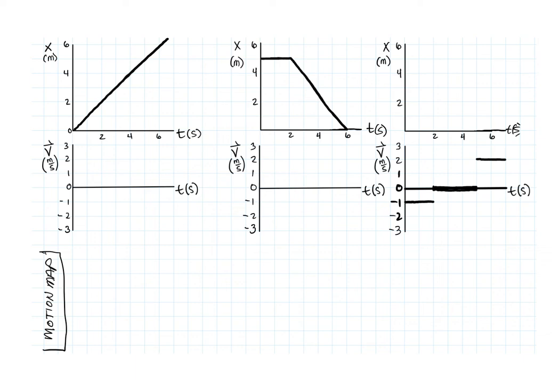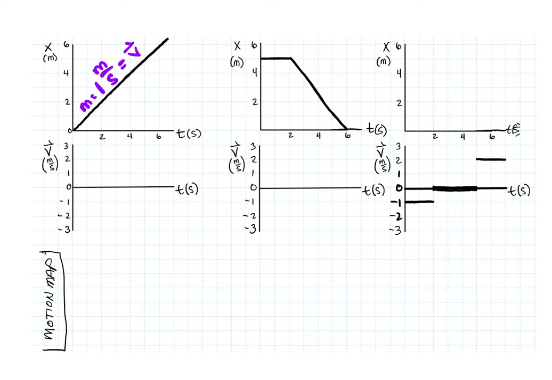Okay, so when you are given an xt graph, a position time graph, the slope of the line is the velocity. If you look here and you calculate the slope of this line, you'll discover that the slope is 1 meter per second, and that's going to be equal to the velocity.